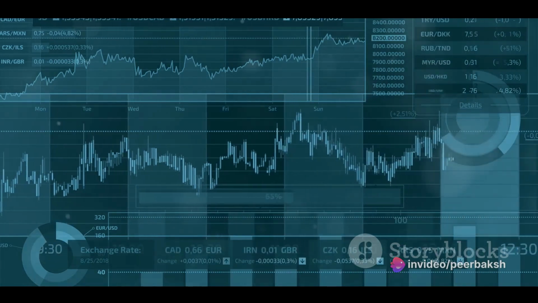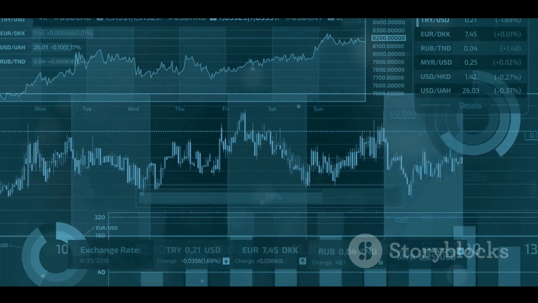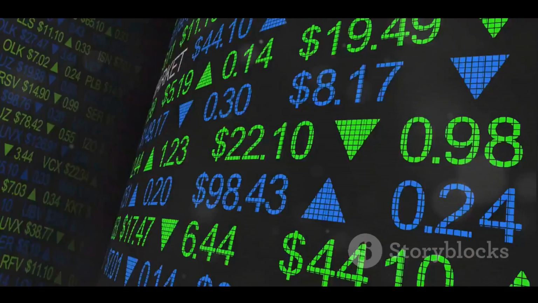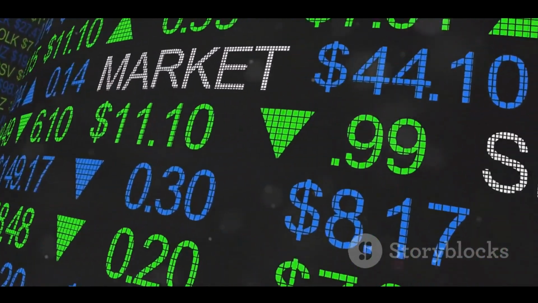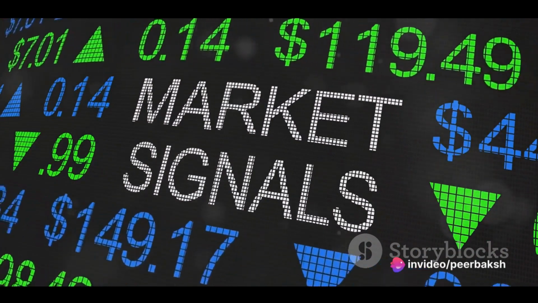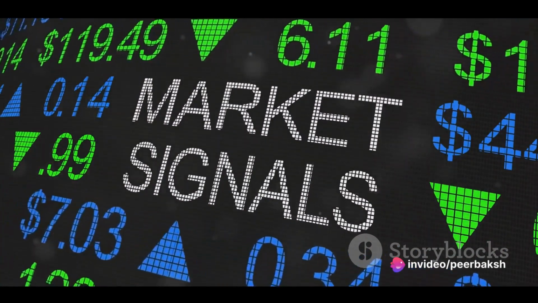Now, let's take an hourly chart. Each candle here represents an hour. High volume in an hourly chart could be indicative of a shorter-term trend. Maybe an influential trader has made a move, or a news event has stirred the market. It's like the weather changing throughout the day, affecting the immediate environment.